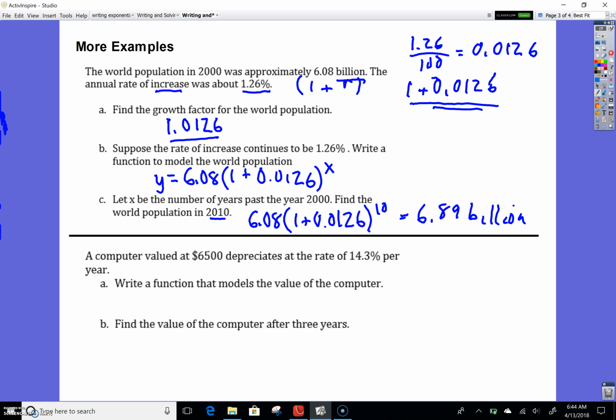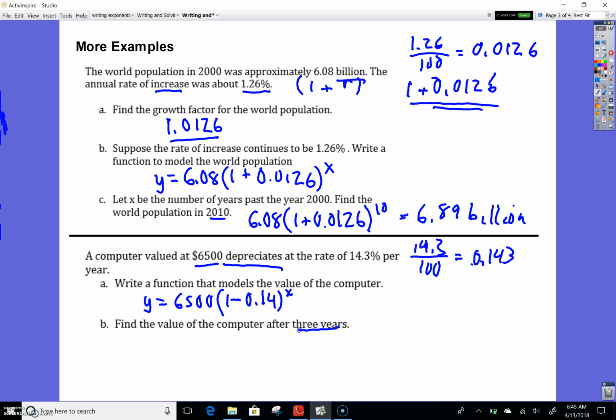A computer valued at 6,500 depreciates. That means it's going to go down, okay? At 14.3% per year. Okay, remember, I have to change the percent to a decimal. So I divide by 100. So it's equal to 0.143. Okay, so write a function y equals, this is how much it started with, 6,500, 1 minus 0.143 to the x power.